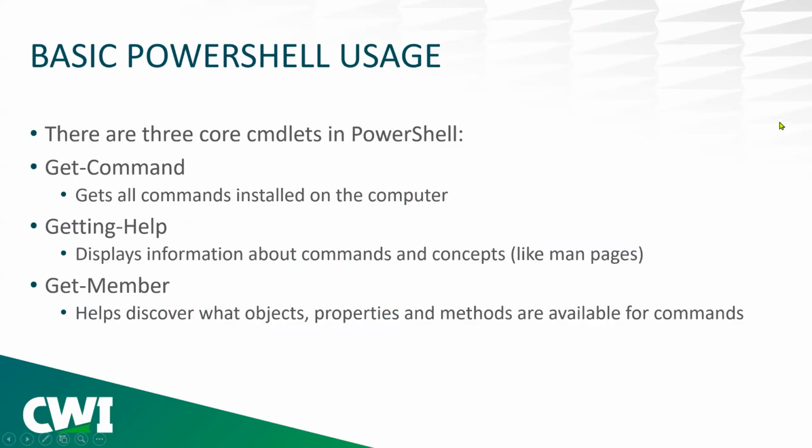There are three core commandlets in PowerShell. Get-Command gets all commands installed on the computer. Get-Help displays information about the commands and concepts. It's like a man page. And then Get-Member helps discover what objects, properties, and methods are available for the commands.